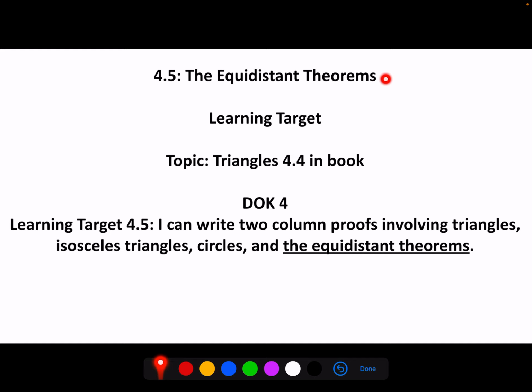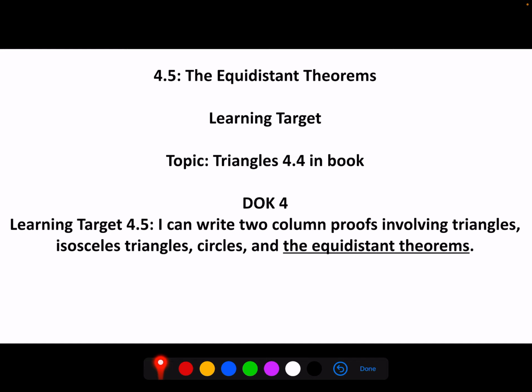Our learning target, well, the depth of knowledge is level 4, meaning that's fairly difficult. Lots of proofs today. And our learning target is I can write 2-column proofs involving triangles, isosceles triangles, circles, and specifically what we're working on, the equidistant theorems. So we're going to be proving proofs using the equidistant theorems. So let's go ahead and jump right in.